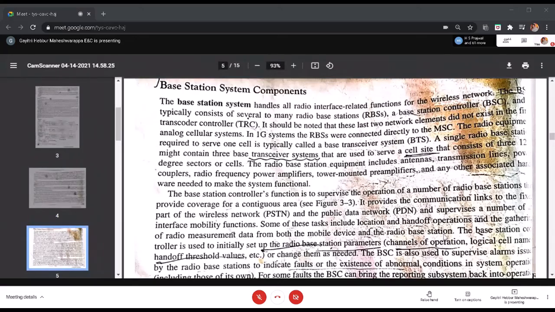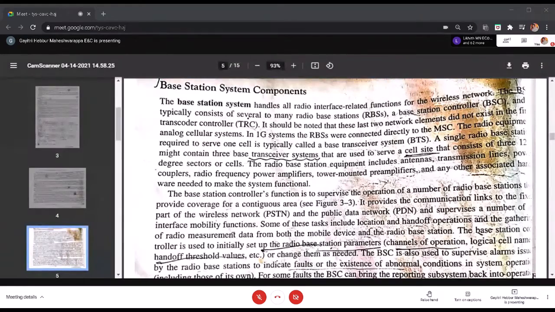On both sides, it has to maintain the proper received signal strength at the radio base station. Each radio base station may not have the same output power or the same threshold values. It will vary depending upon the area where the radio base station is placed. The base station controller is used to initially set up the radio base station parameters. So what are the parameters? Channels of operation. As I told you, what do we mean by controlling a radio base station by the BSC?